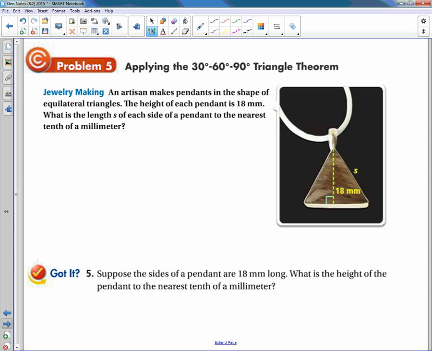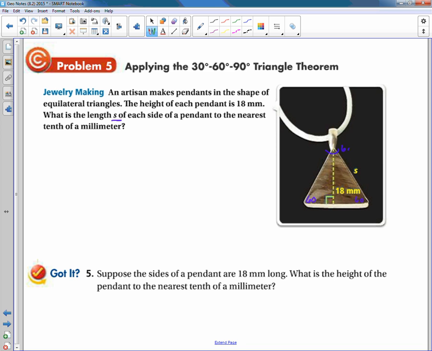Okay. Let's do a word problem. An artisan makes pendants in the shape of equilateral triangles. The height of each pendant is 18 millimeters. So this is the height or the altitude. What is the length of S, or the sides, for each of these pendants? Well, this is an equilateral triangle, which makes each of these angles 60 degrees.